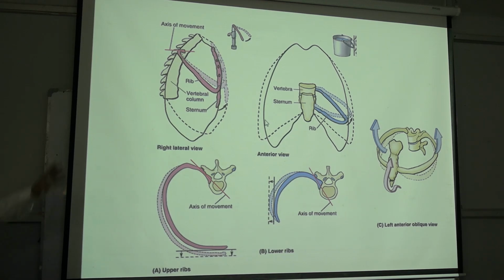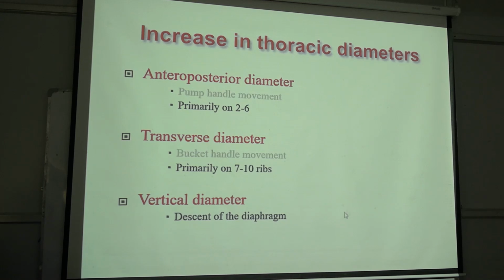Beside the pump handle and bucket handle movements, the vertical movement of the diaphragm is based on descent of the diaphragm, and to be specific, descent of the domes of the diaphragm, that means the bulges, which are the muscular part. Now the vertical diameter increases as it contracts and moves down. That means whenever the diaphragm is contracting, it is going down, towards the abdominal cavity. That means the intrathoracic pressure is negative, air gets in, blood gets in. So venous flow is increased, airflow is increased.